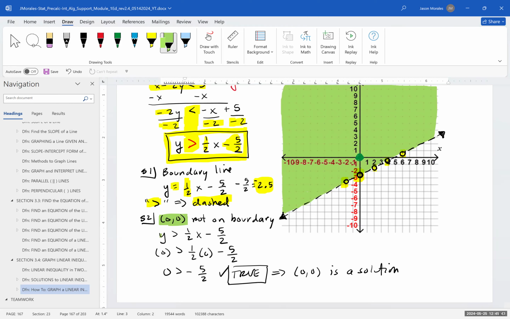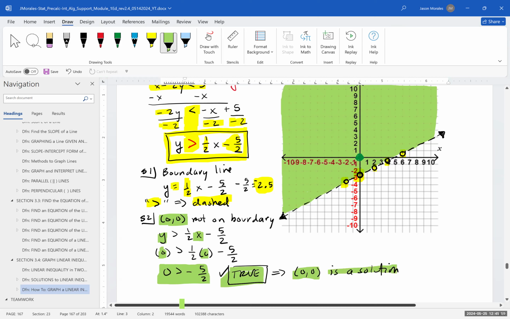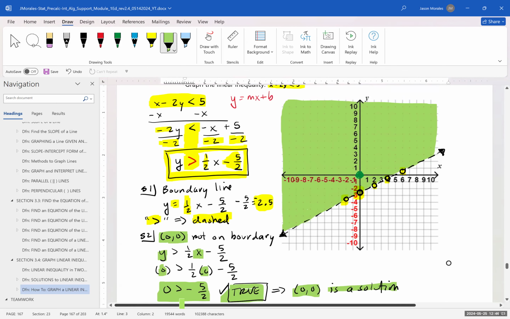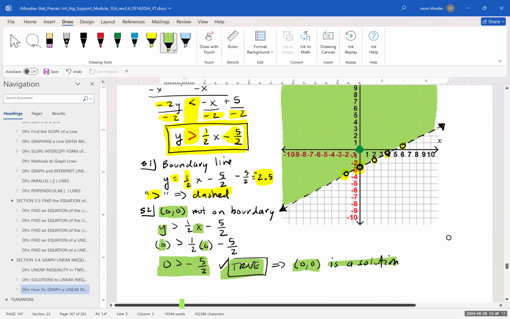And so I put 0 in for y, 0 in for x, and I was left with this inequality: 0 is greater than -5/2. That's true. So therefore, 0, 0 is a solution. And if 0, 0 is a solution on that side of the boundary line, then so is everything else on that side of the boundary line. Let me know if you have any questions.